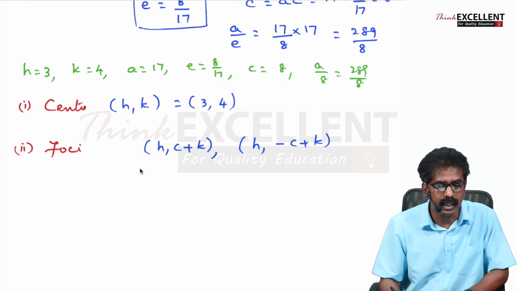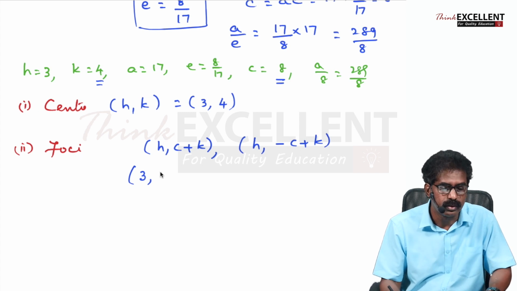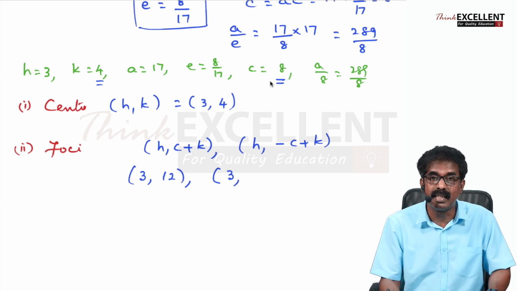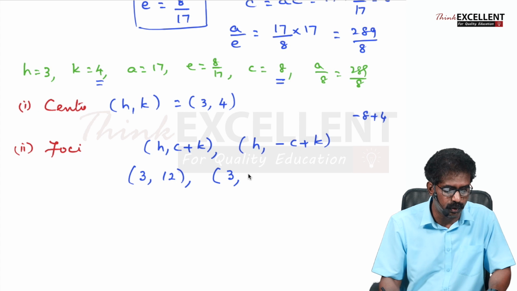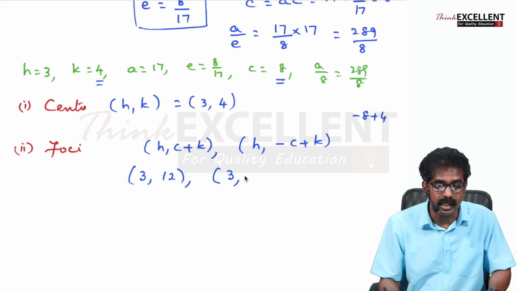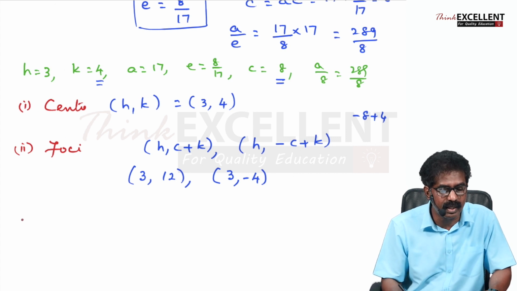Now just substitute the values, you will get the answer. Substitute h value 3, comma, c plus k. What is c value? 8 plus k value 4. So 8 plus 4, you are getting what? 12, right? So 3 comma 12. And h value again 3, minus c plus k, minus c value 8. So minus 8 plus k, minus 8 plus 4. So you are getting what? Minus 4. So 3 comma minus 4, right? Because minus 8 plus 4. Okay, so this is foci. Next they asked to find vertex.